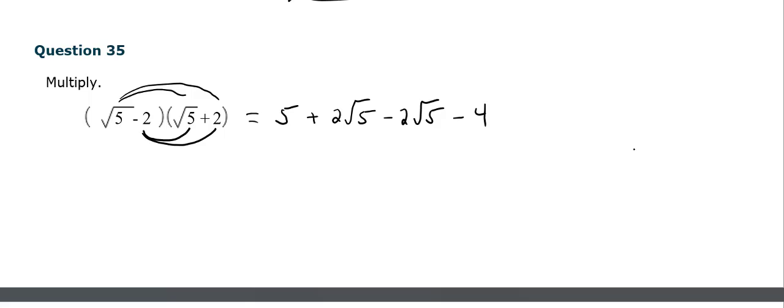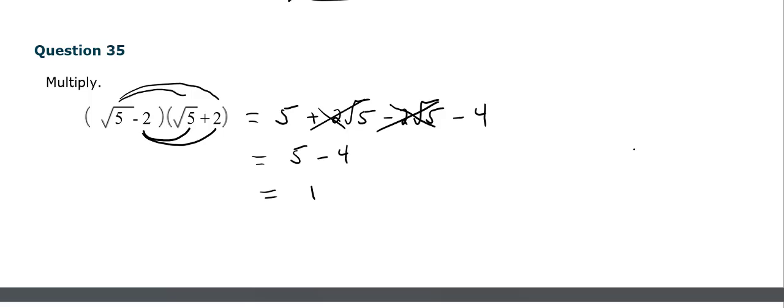So next we would simplify and then combine like terms. There's nothing to simplify, but our two like terms are our middle terms. 2 square roots of 5 minus 2 square roots of 5 cancels out. So that leaves us with 5 minus 4, which is 1.